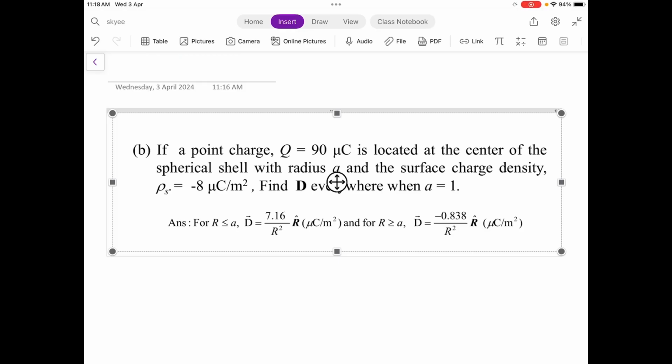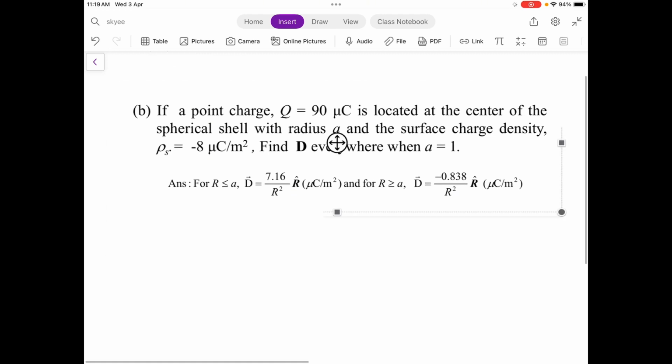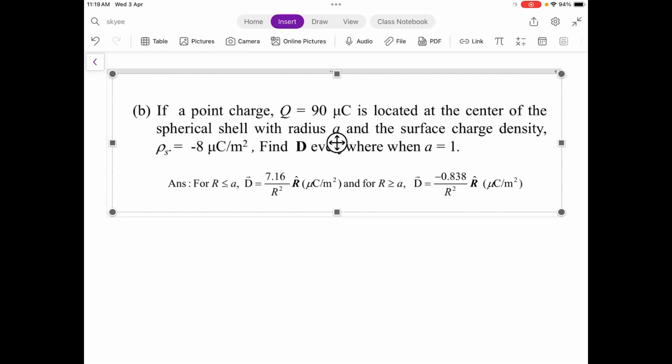Hi everyone. In today's tutorial session, I will continue with a few questions related to Gauss's law, followed by questions on the potential difference. This is a question from your PowerPoint slides. We tried the first question in our tutorial week 3, so now we are going to try these questions.